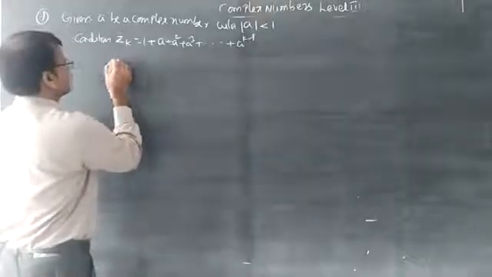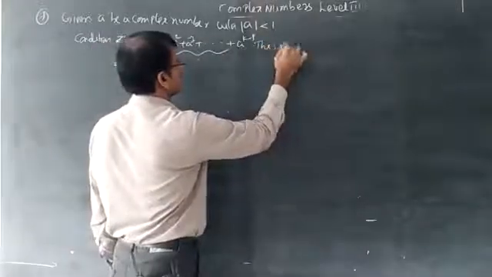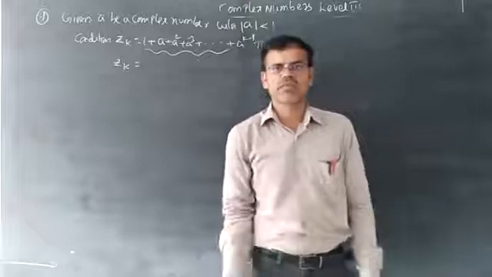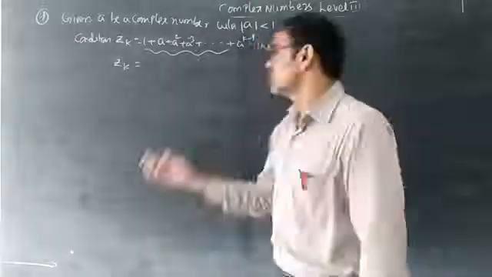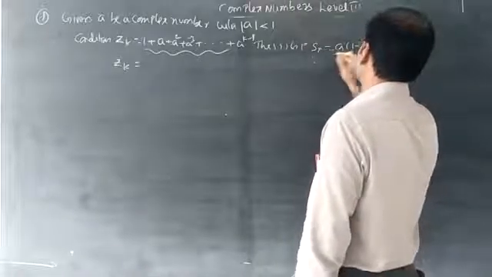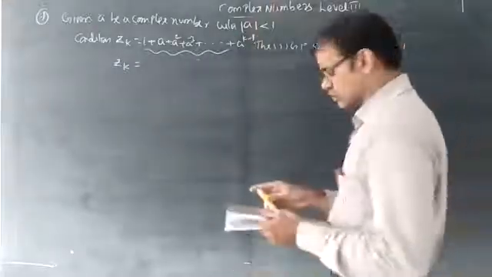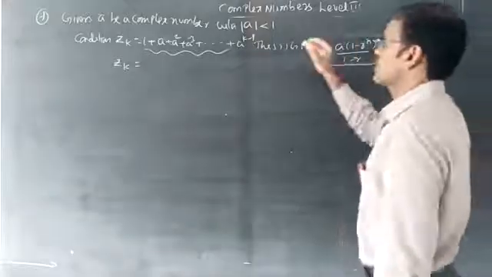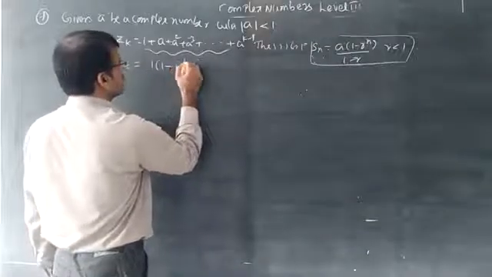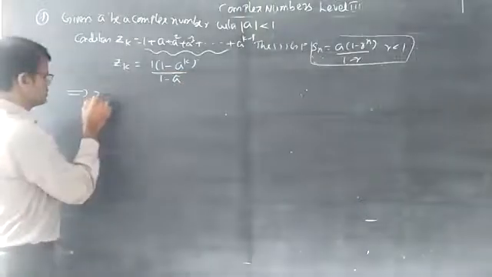Here you can understand this one as a GP. In the GP, directly in the form of 1 plus r plus r square and so on, ar power n minus 1, the sum is equal to a into the formula I am writing, 1 minus r power n by 1 minus r, because r less than 1, already given mod A less than 1. So apply the formula. What is r here? A. So a means 1, into 1 minus A power k whole by 1 minus A.